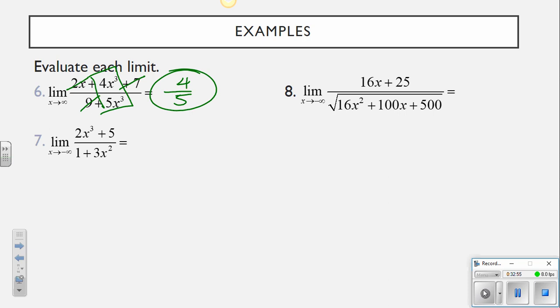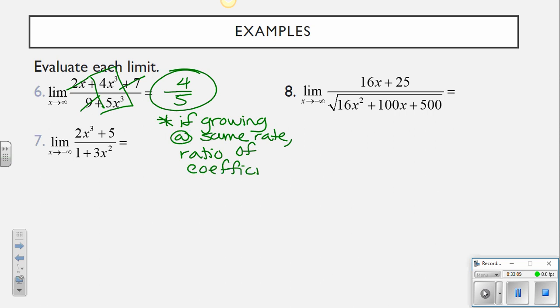So I'm going to make a note here. If growing at same rate, it's the ratio of the coefficients. That makes sense? So if you're growing at the same rate, it's the ratio of the two coefficients. So you can make that note there.